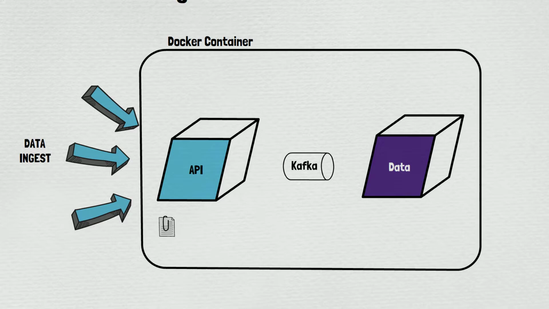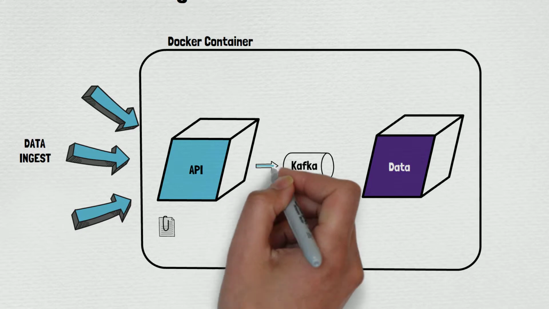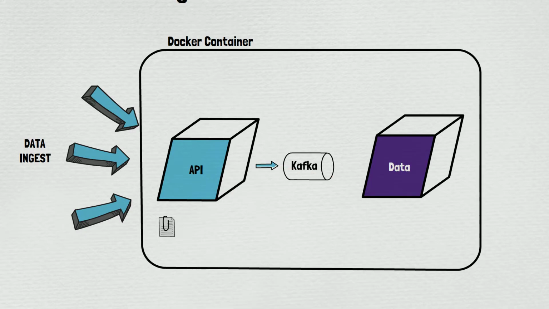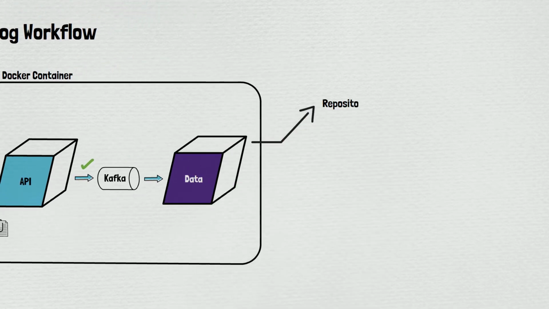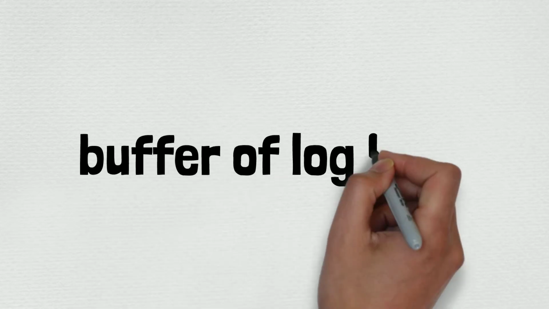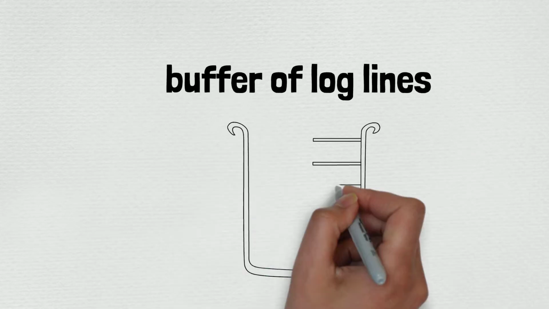If receiving is successful and validated, it is pushed into the Kafka queue. If you're utilizing the HTTP API, you will get a success response from Kafka when the log was successfully added to the queue. After the log gets processed by Kafka, it gets pushed into the data node, where it gets assigned to a repository and the data source is set. From here, it gets fed into a buffer of log lines.